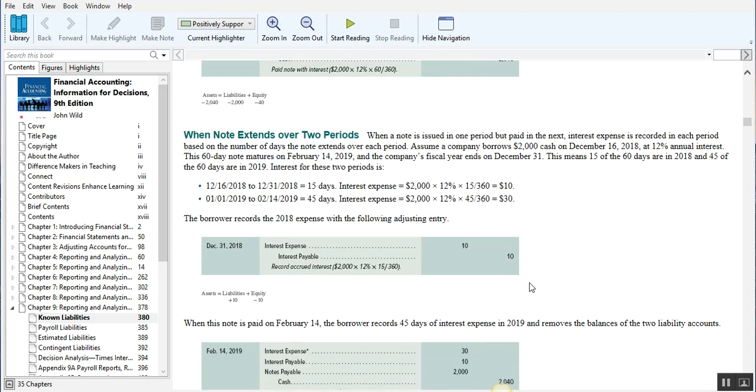What happens if that spans the end of the year? Well, we did this in class today, but what happens is if it goes across the end of the year, you need to record accrued interest payable at the end of the year. So in this case, they have part of the interest from December 16th to the 31st. That's accrued interest payable. And what we'll do is calculate it. And here it's $10. Debit interest expense, credit interest payable. That's the accrual of interest that's payable.